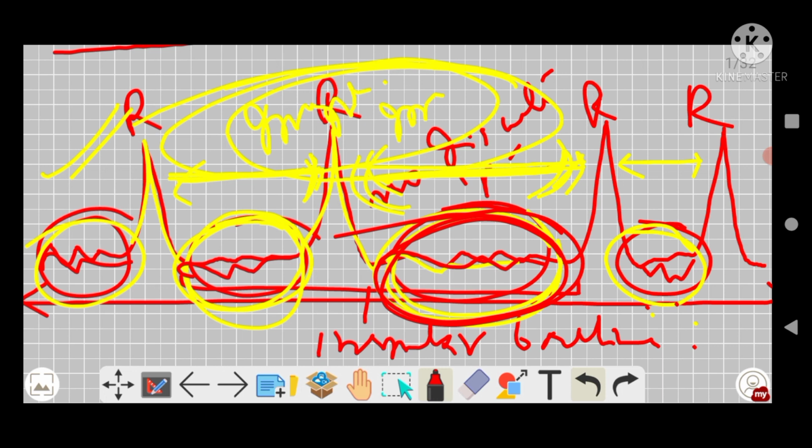Number 1, erratic baseline. Number 2, no discrete P waves. And number 3, irregularly spaced QRS complexes that make the irregular heartbeat. These three features are typical of atrial fibrillation. And then we saw the treatment, management, risk factors, and so on. So this concludes our session.